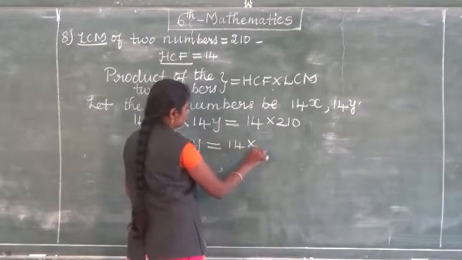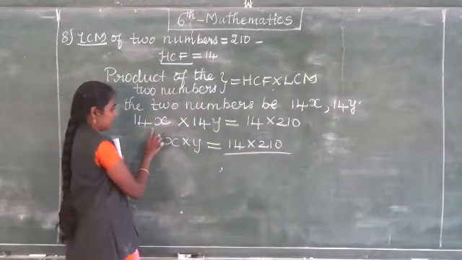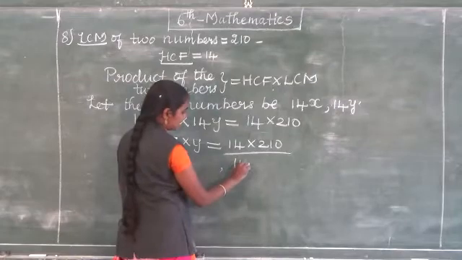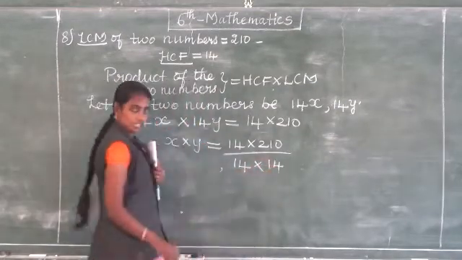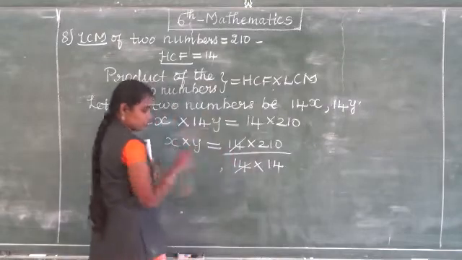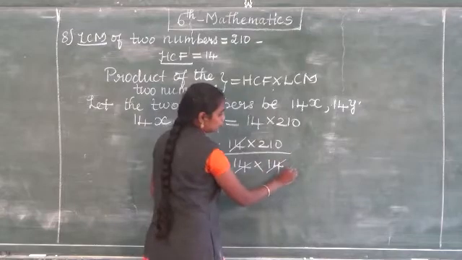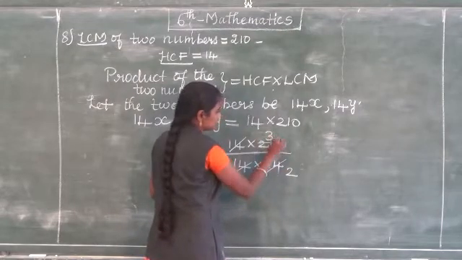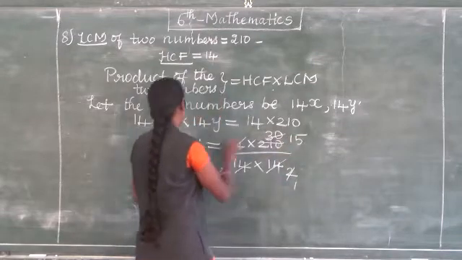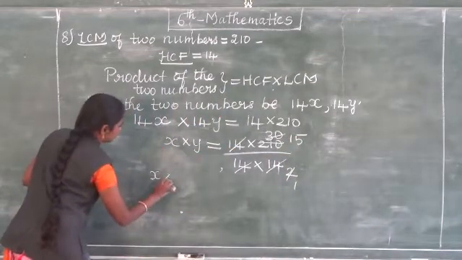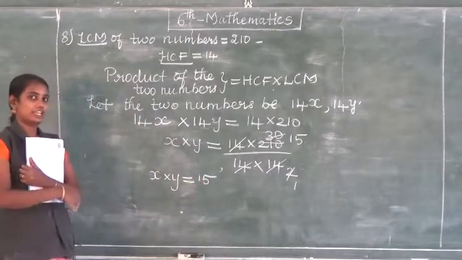So 14x into 14y equals 14 into 210. We learned the transposition method. A multiple goes to the other side as division. Now the 14 and 14 we can cancel. Then 14 table, 7 table 2 times 14, 3 times 14 is 42, then 0 as it is, then 2 table 1, 5. So x into y equals 15.